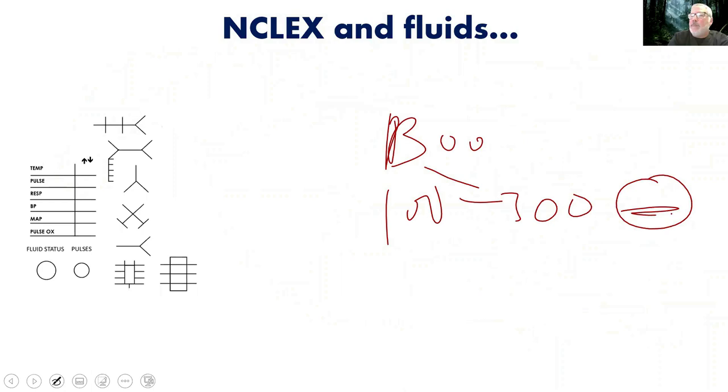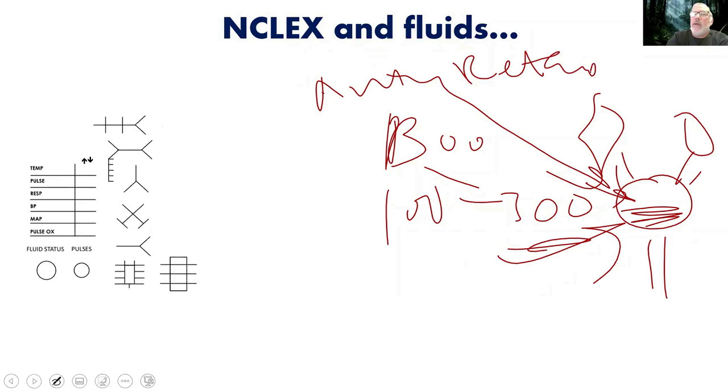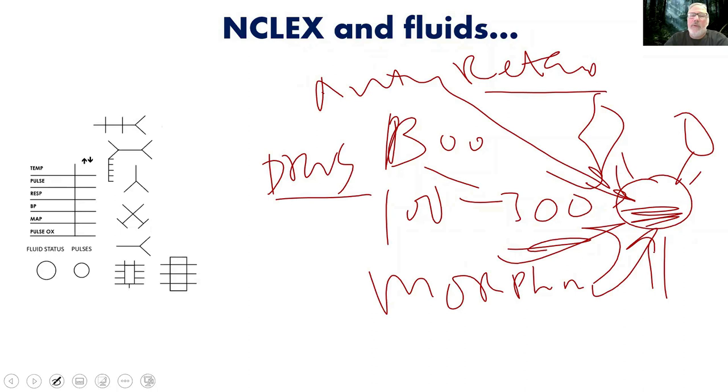If the bladder scan shows that the person is perfusing, they should have urine. Unless they're taking anticholinergics or something like that, then you have retention, right? Anticholinergics dry them up. Also, we talked about that with morphine, because morphine also has anticholinergic-like properties. Right, so fluids.